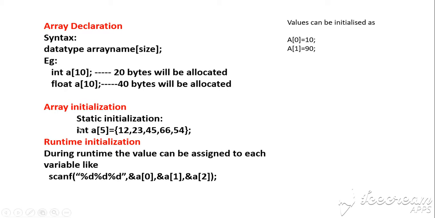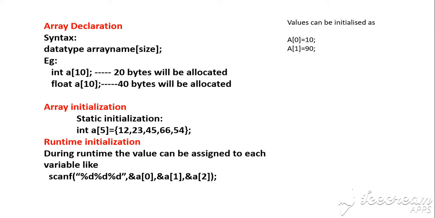In most situations, we give the values to array elements during runtime by asking the user. So next comes runtime initialization. During runtime, the value can be read using the scanf statement. scanf("%d", &a[0]). That means the value will go to the address of the 0th element of a. The next value will go to &a[1]. In this way, you can give the array elements.